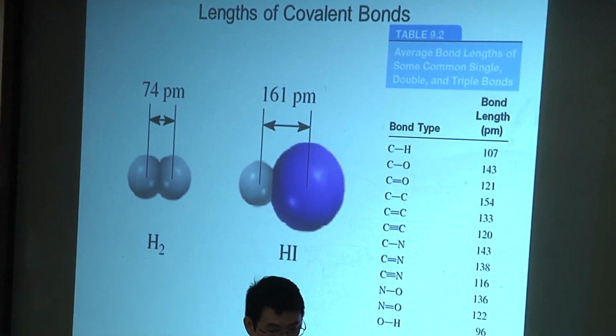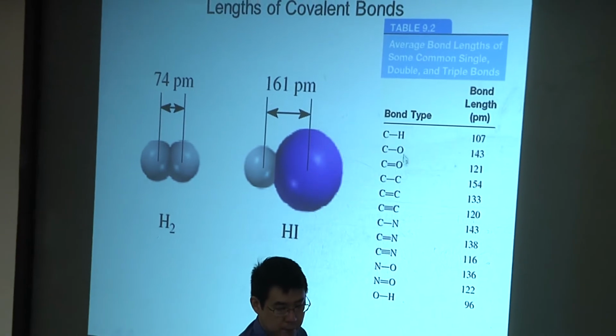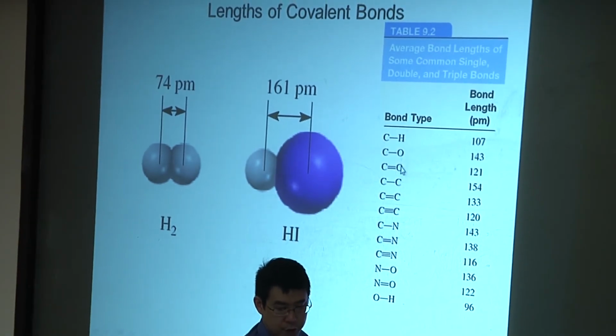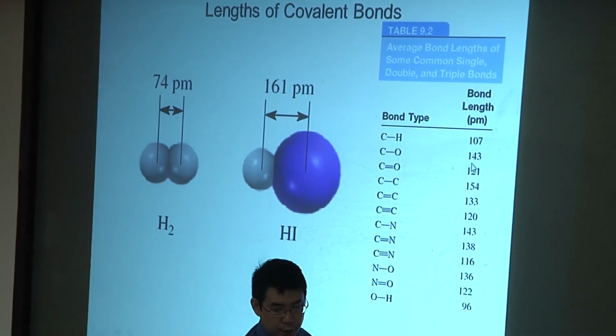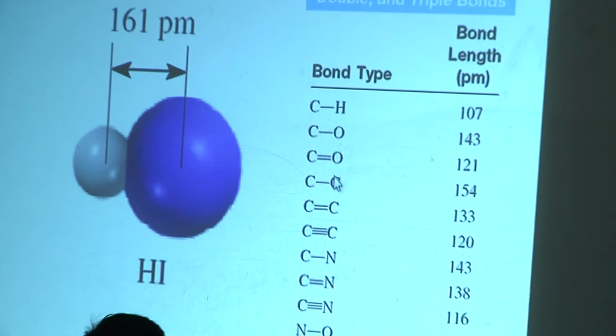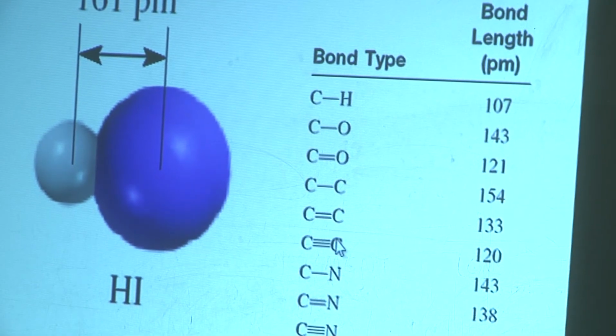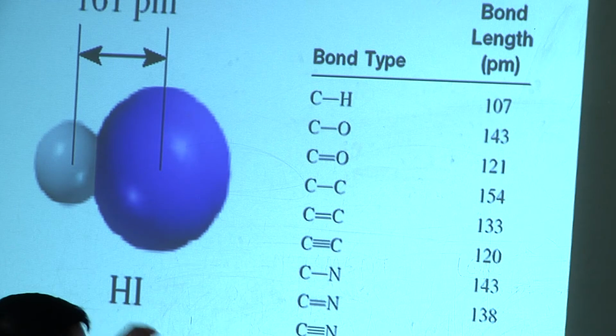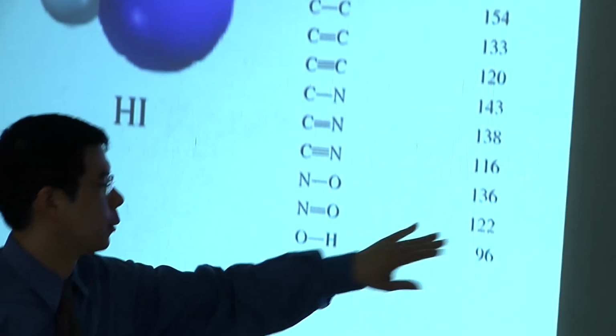So if we look over here, C single bond O versus C double bond O, the double bond is shorter than the single bond. Right? And if we look at C single bond C, C double bond C, C triple bond C, as you go from single to double to triple, the bond length also gets shorter. Same as you look here for N single bond O and N double bond O and so on.